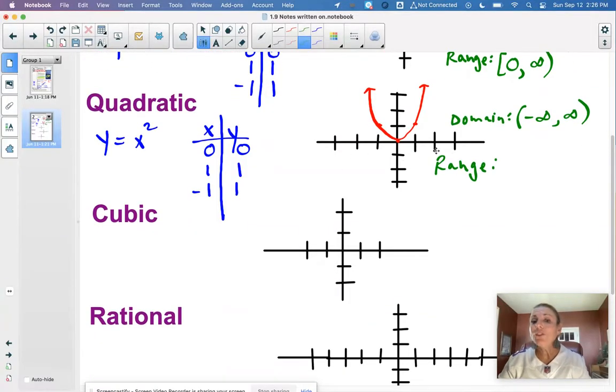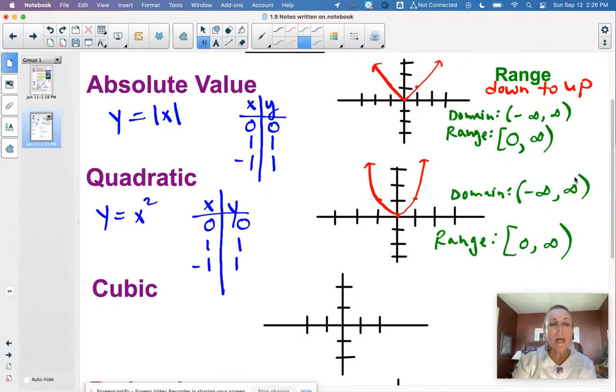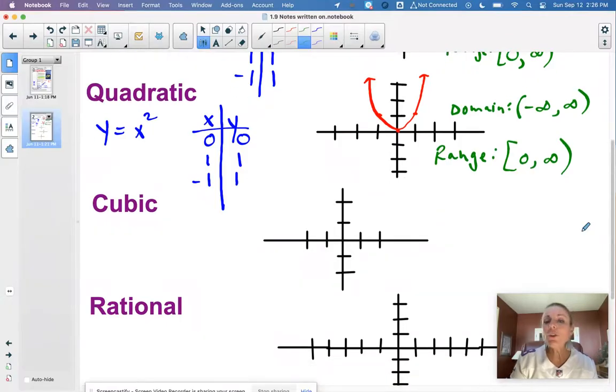But the range is different because you're never going to get negative values because you're squaring an x, which means that you're going to get all positives. So again, the range is 0 to infinity. Well, this is kind of cool. Absolute value, quadratic: the domain and the range are identical. Remember, the range are your possible y values. This graph is not going below the x-axis, so the y's will always be positive.